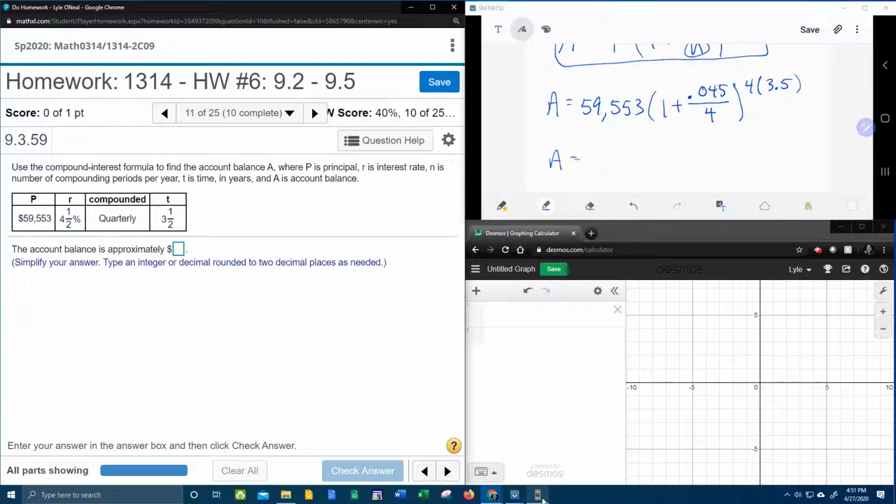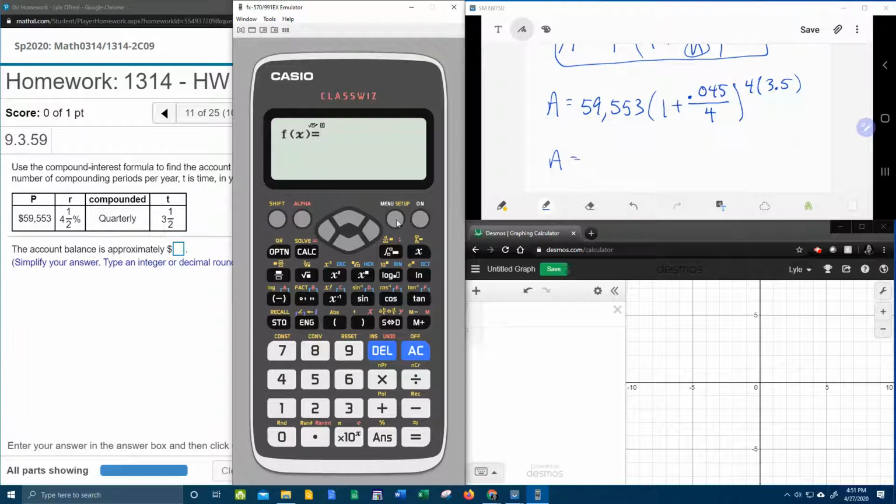And what better way to do that than with the handy dandy calculator? Yeah, so we're going to go to mode 1, and we're going to look at how do we input all of that into the calculator at one time correctly. Well, we're going to start with our 59,553, parenthesis, 1 plus. Notice here we have a fraction, and with the Casio ClassWiz, it is freaking easy to do a fraction. Bam, with the fraction button. 0.045. Move down and put a 4. Move over and close it, and then for the exponent key, bam.